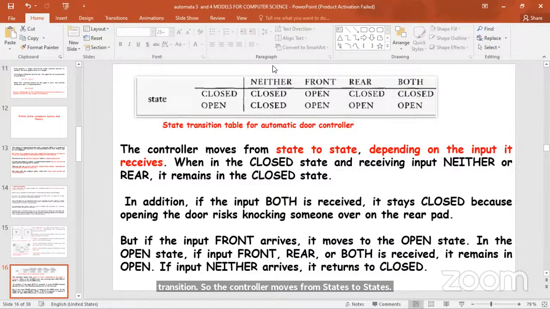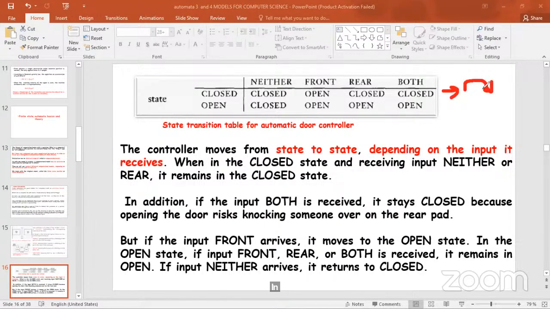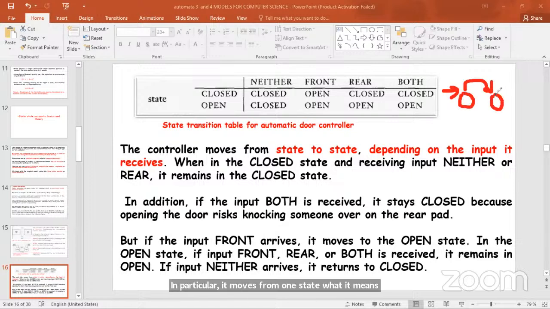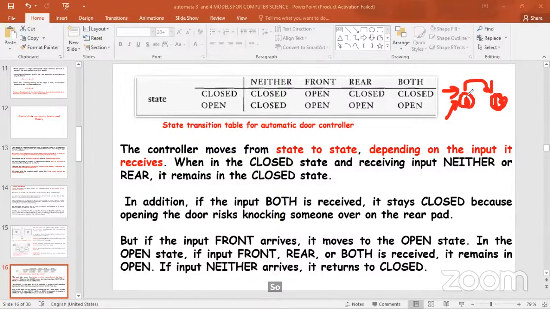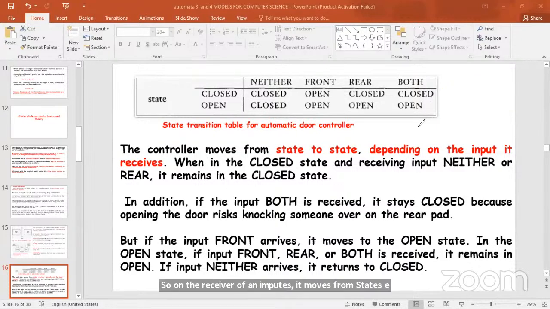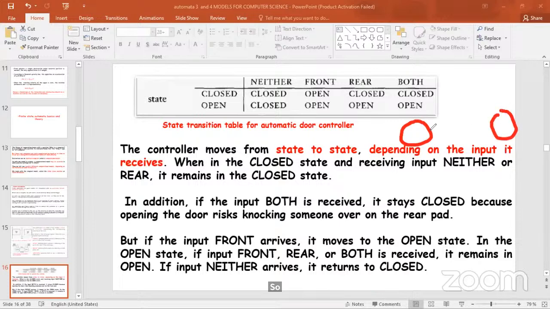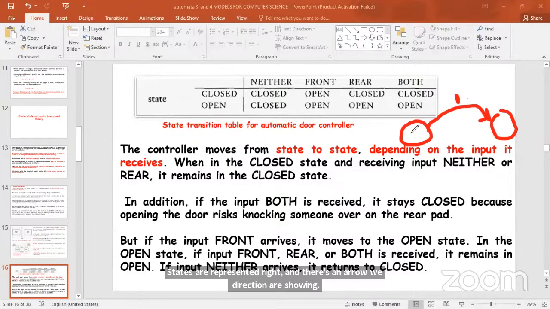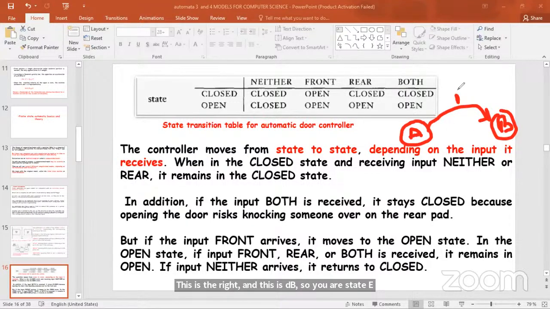The controller moves from state to state depending on the input. So when the controller gets a particular input from a set of inputs, it moves from one state to another. What it means is that an automaton is a self-propelling model that upon the receipt of an input, triggers a movement from one state, let's say state A, to another state B. States are represented with circles, right? And there's a directional arrow. This is the input, this is state A, and this is state B. So you are in state A and you receive an input, and you move to state B, right?